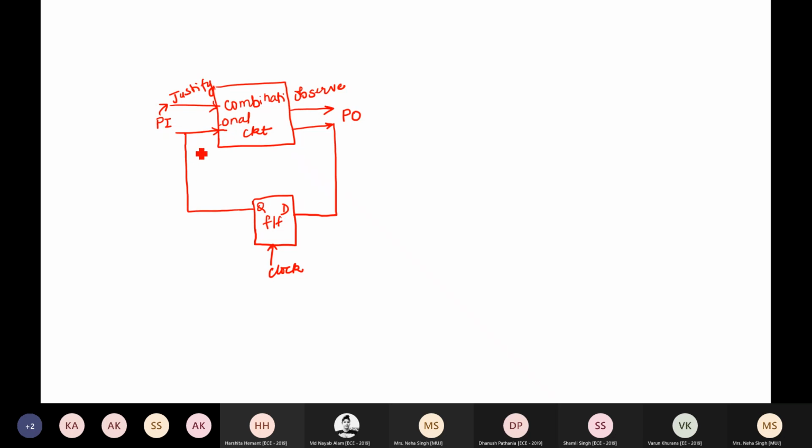So we call this secondary inputs, or we call it pseudo primary inputs.